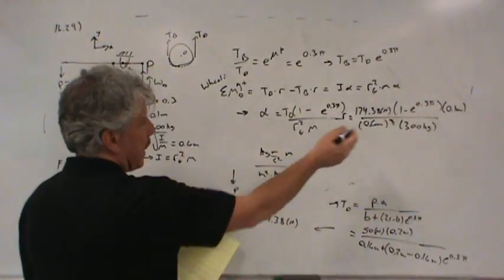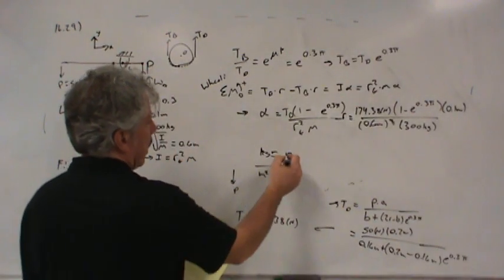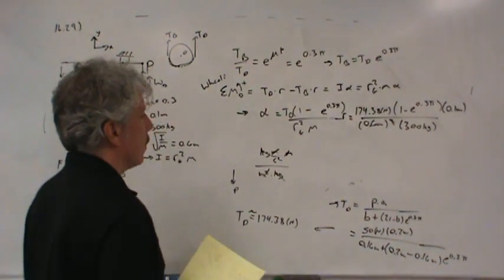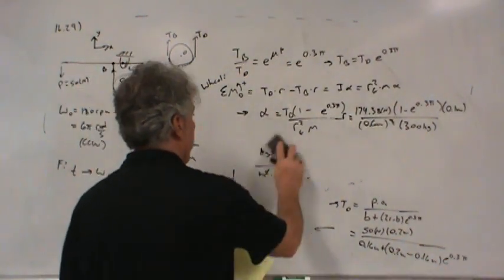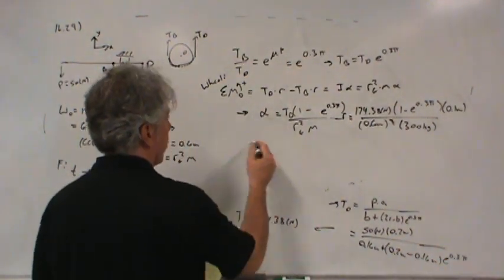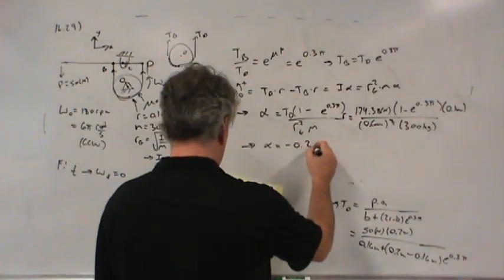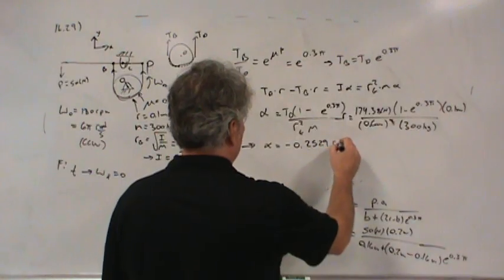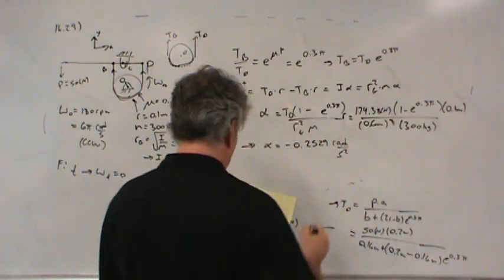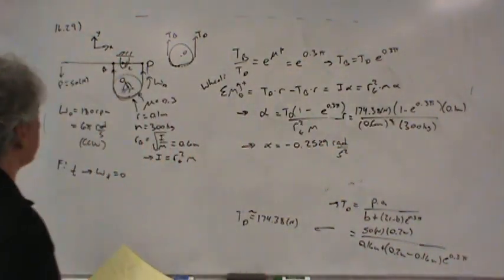So there's an extra meter in the numerator, and so the meters squared cancel. We get 1 over second squared, which would be radians per second squared, which is what we expect. So alpha is negative 0.2529 radians per second squared. And there's the angular acceleration.